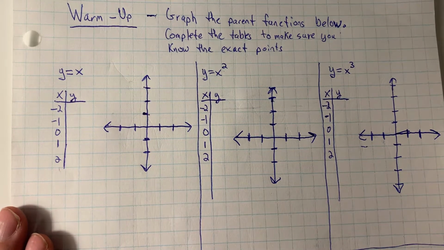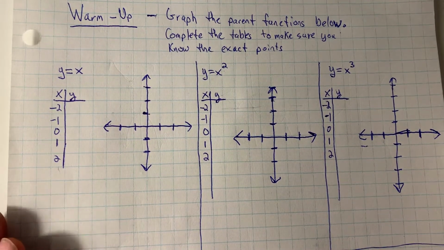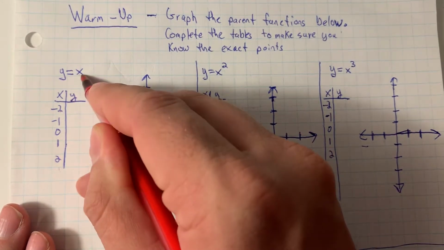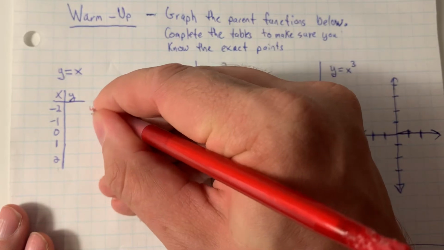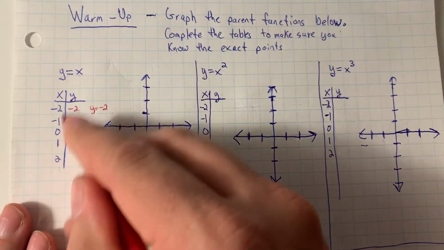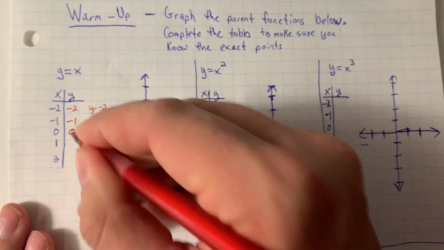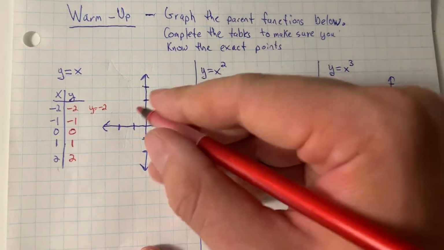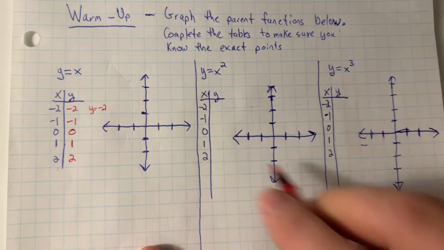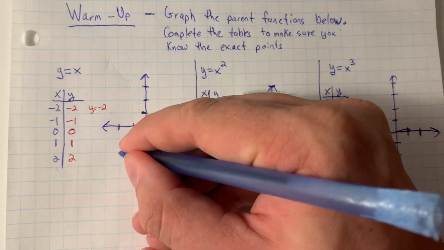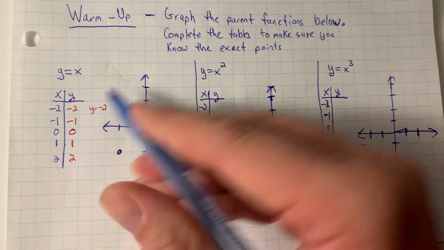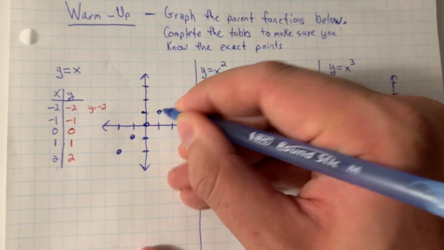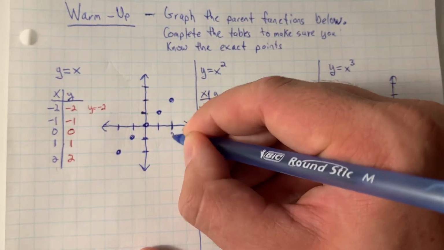All right, hopefully you did a great job with the graph of y equals x, the linear parent function. When x is -2, the y will just equal -2. When x is -1, y equals -1. When x is 0, y is 0. When x is 1, y is 1. And when x is 2, y is 2. These are the points on the graph.